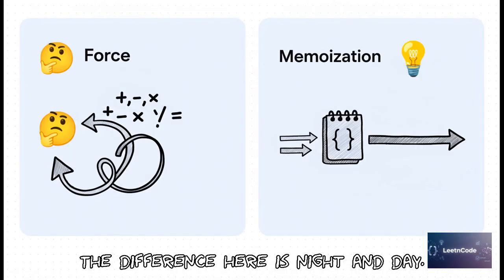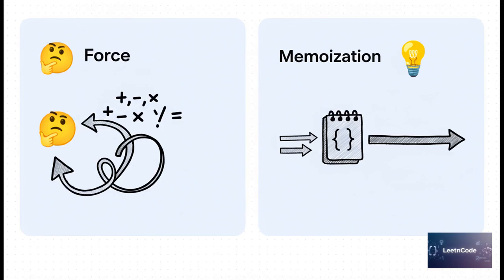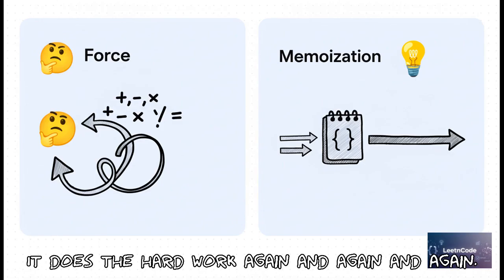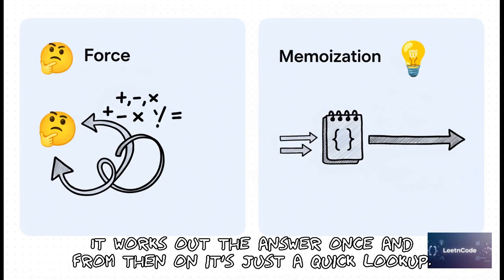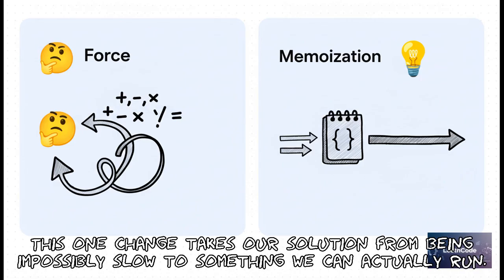Simple as. The difference here is night and day. Brute force is like having a terrible memory. It does the hard work again and again and again. Memoization is smart. It works out the answer once, and from then on, it's just a quick lookup. This one change takes our solution from being impossibly slow to something we can actually run.